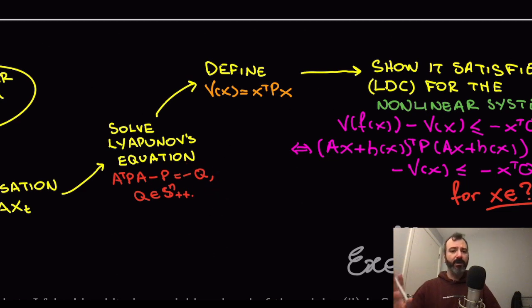It doesn't matter. You can even take Q to be the identity matrix if you feel comfortable with it. So just say I'm choosing P to be a solution of this equation. You don't need to solve it because you know the solution exists. You can go to Python and you can determine it. Now take this P from here and define this Lyapunov function. This Lyapunov function is actually a Lyapunov function that satisfies LDC for the linear system, not necessarily for the non-linear system.